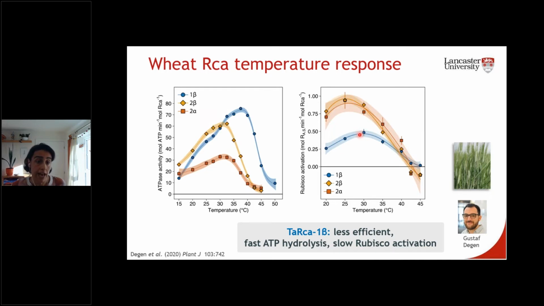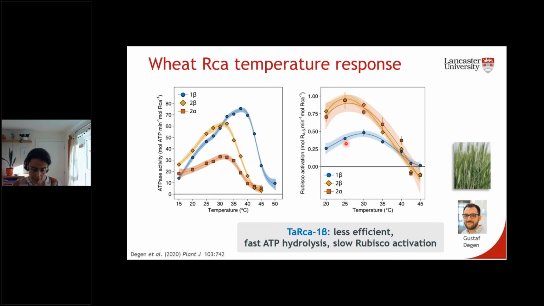Rubisco reactivation. So this in some way means that the Rubisco activase isoform 1 beta is less efficient because it is using a lot more ATP at, say, a temperature of 30 degrees compared to a lower level of Rubisco reactivation. Now, we could also see a shift in the temperature optimum of these isoforms.